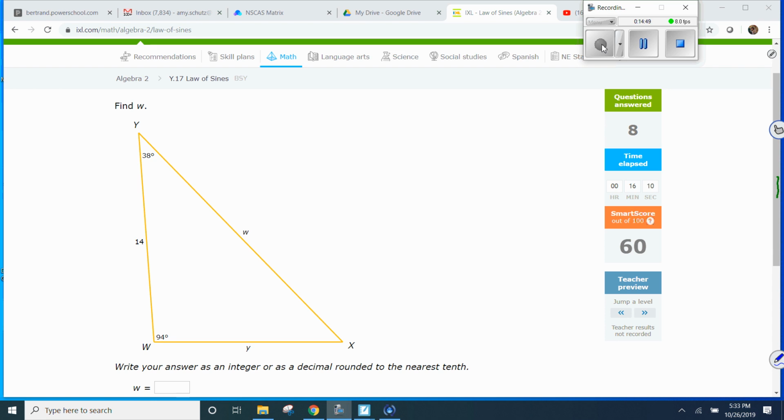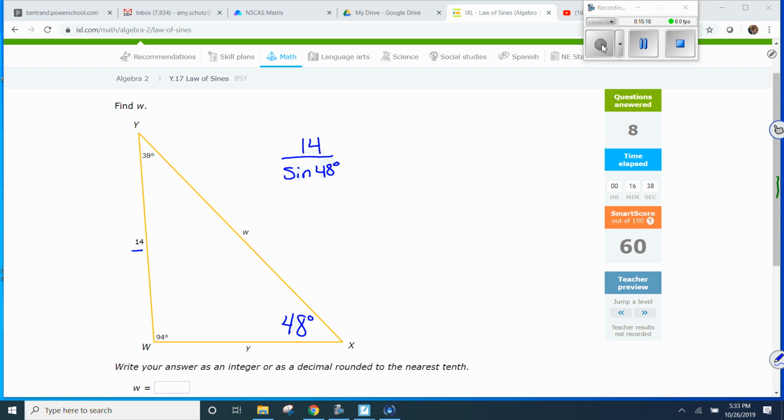So here's another one that's set up that same way. You really don't know a pair because 14 opposite of that is an unknown angle measure known as x. But if I take 180 and subtract the sum of 38 and 94, or just subtract both values, whichever way you want to get there, you're going to find out this is a 48-degree angle. So you would have 14 over the sine of 48 degrees.